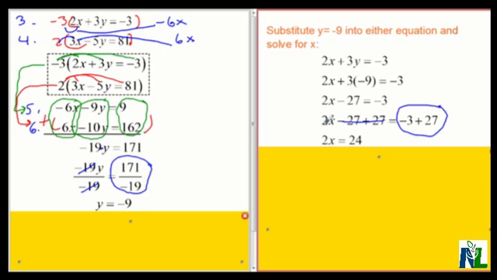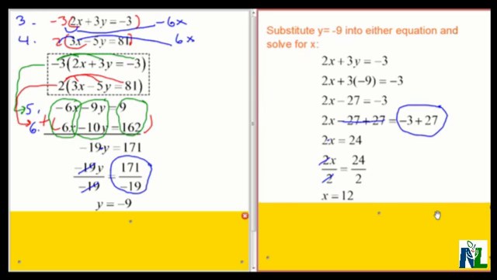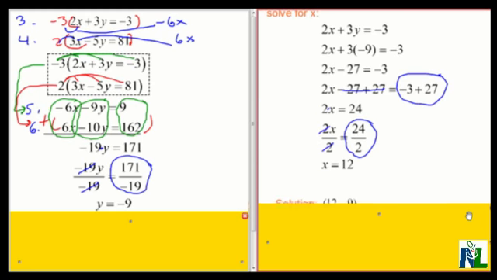Now I want to get x by itself on the left-hand side. 2x means 2 times x. So to do this, I'm going to divide the left-hand side by 2. But because I divide the left-hand side by 2, I must also divide the right-hand side by 2. 2 divided by 2 is 1, and 1 times x will be just x on the left-hand side, and 24 divided by 2 is 12 on the right-hand side. So I get x equals 12. So the solution to this system is x equals 12, y equals negative 9.